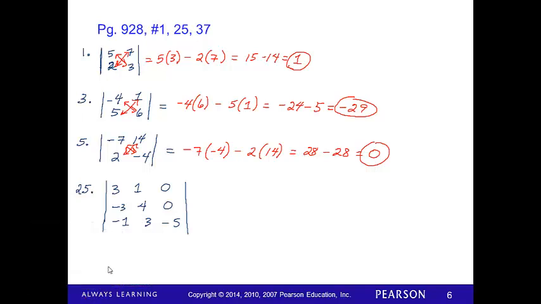Alright, so with our calculator steps, go ahead and turn your calculators on. Now you need to get inside your matrix menu. Once you're inside your matrix menu, scroll over to Edit and then hit Enter. And this is a 3 by 3, so 3, enter 3. And go ahead and input the matrix. So 3, enter, 1, enter, 0, enter, -3, enter, 4, enter, 0, enter, -1, enter, 3, enter, -5, enter.